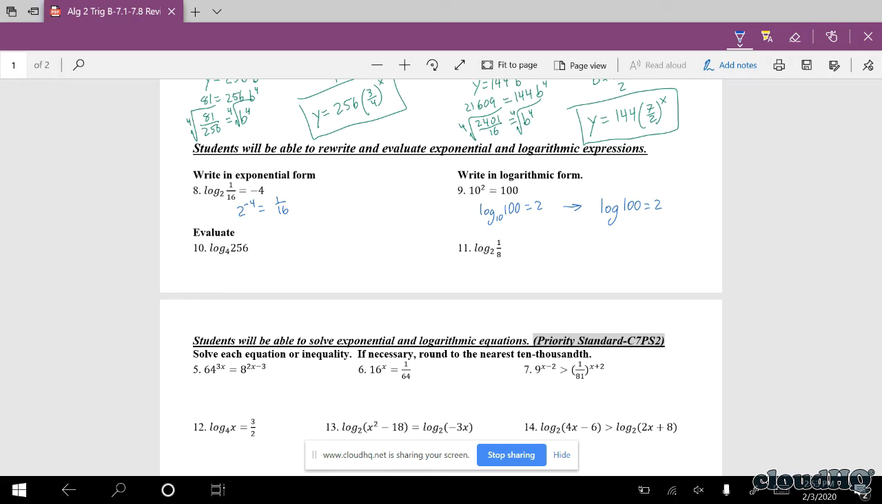Number 10, we evaluate. No need for a calculator here. 4 to what exponent gives you 256? That would be 4. So 4 to the 4th is 256.